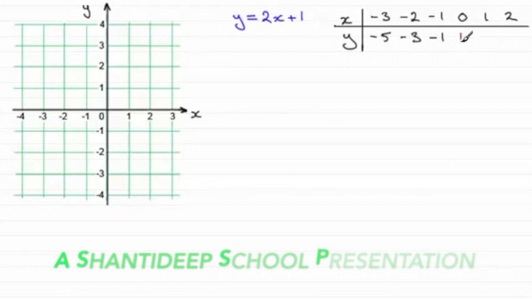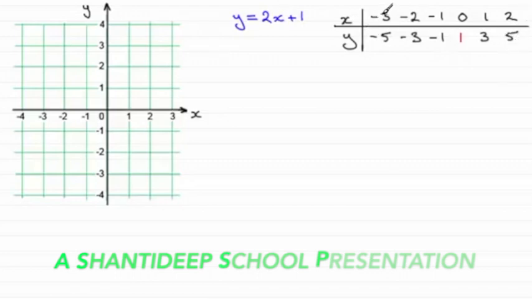I'll put this one in red. You'll see why later on. Last two to finish off here. When x is 1, 2 times 1 is 2, plus 1 is going to give me 3. And then finally, when x is 2, 2 2's are 4, plus 1 is 5.